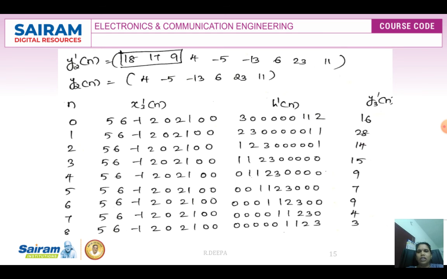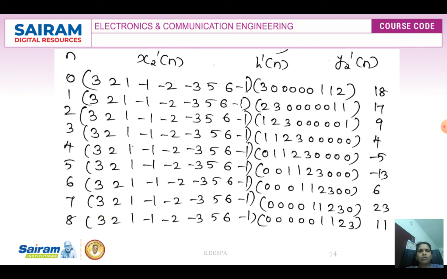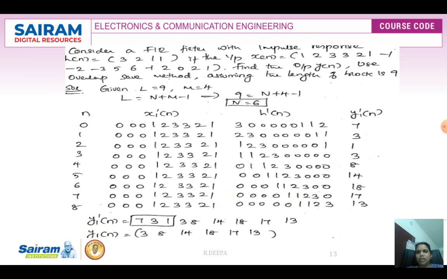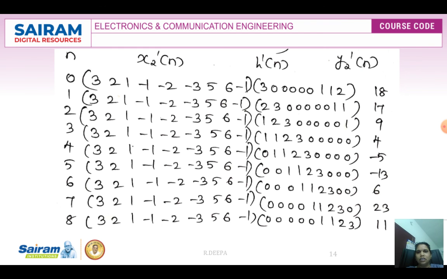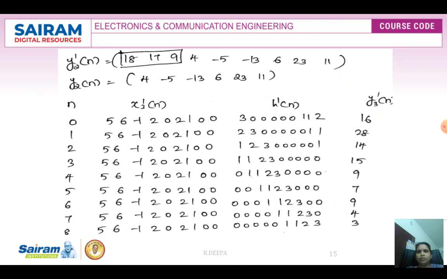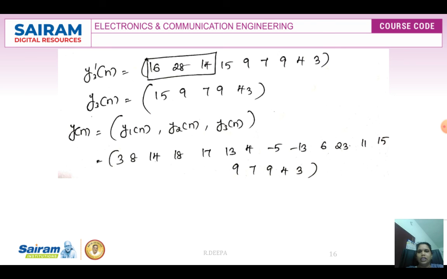So y1 of n, we got as 3, 8, 14, 18, 17 and 13. For y2 of n, it starts from 4, minus 5, minus 13, 6, 23, 11, and y3 of n is 15, 9, 7, 9, 4 and 3. So this is the final output, the linear convolved output y of n.